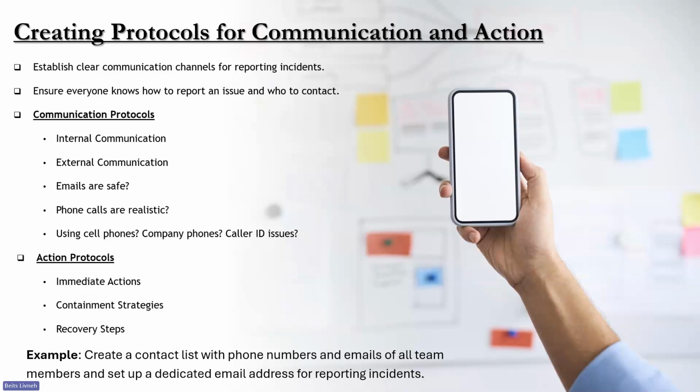So know what needs to be done, what actions you need to take immediately, and what strategies you have to contain that infection or incident. An example here is to create a contact list with phone numbers and emails of all the team members, and set up a dedicated email address for reporting incidents. It's never to be used except for a real scenario. So when you do trials and testing of those response plans, you don't use it, because it's going to be saved only for real incidents. Or you do use it to make sure it works and people know what to expect and how to digest that information, knowing that it's coming from a real emergency address.